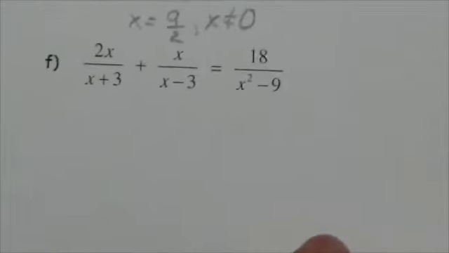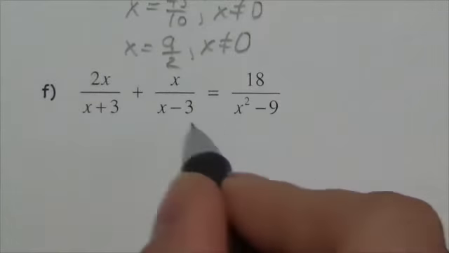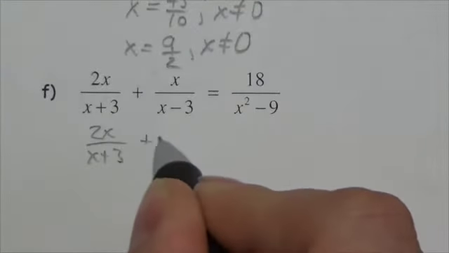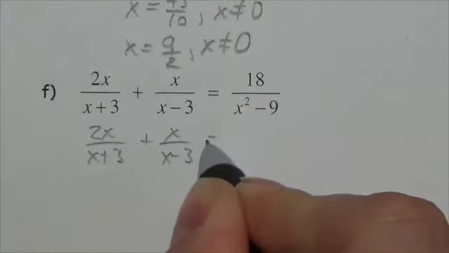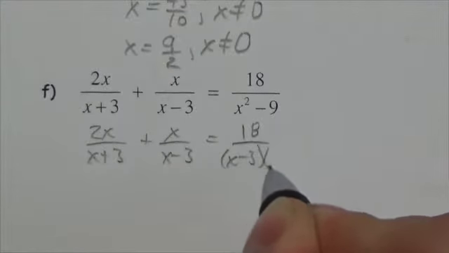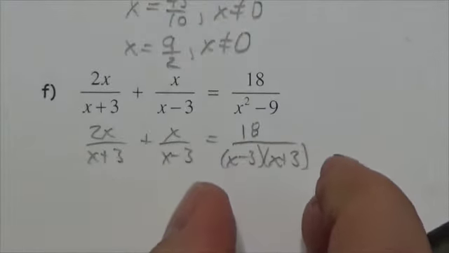Okay, let's do a few more. All right, here we go. So I've got a little bit of factoring to do, but not over here. Okay, here I've got the difference of squares, so that'll be x minus 3, x plus 3. So right here I'm seeing both denominators pop up.